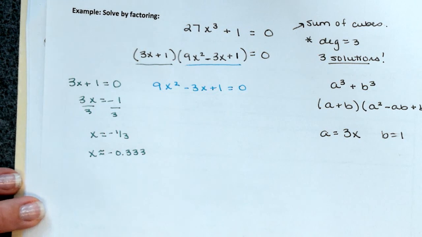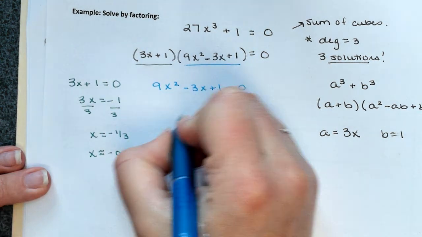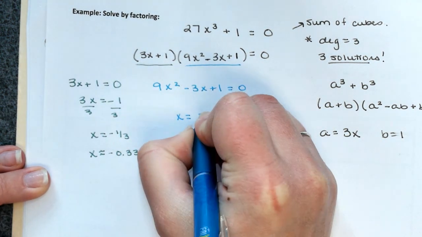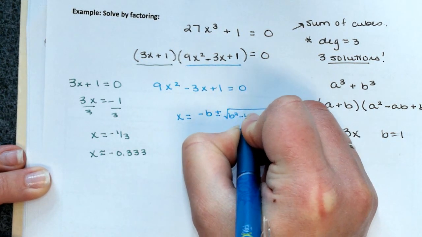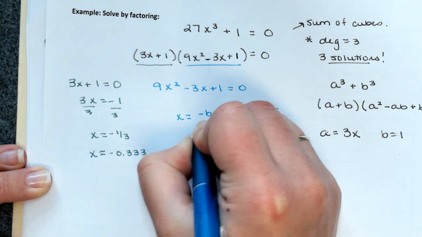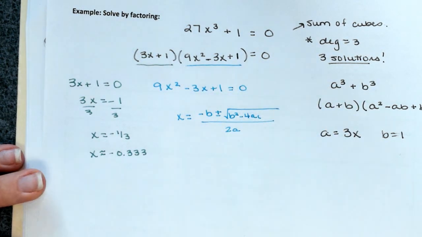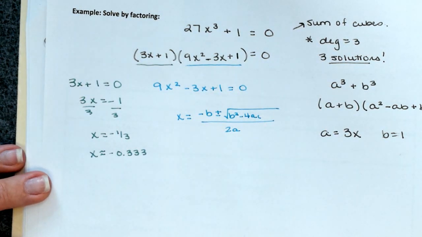Yes, quadratic formula. So, our quadratic formula is x equals negative b plus or minus the square root of b squared minus 4ac all over 2a. Okay, so we're going to use the quadratic formula to solve this quadratic. Because that always works, we're just going to resort to it.